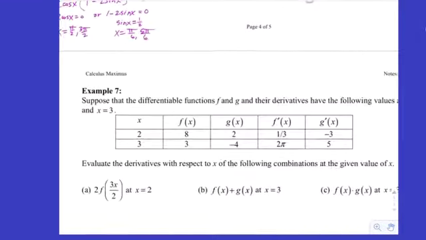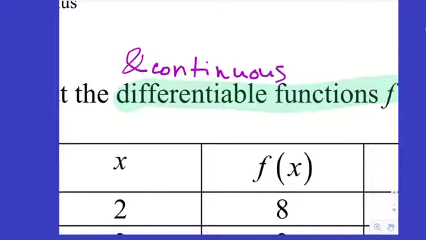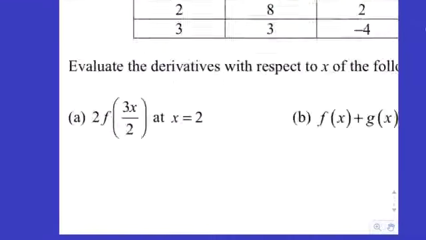Suppose that the differentiable functions f and g. Okay, so the first thing you're going to read is that if f and g are differentiable, they are also what? Yeah, they're also continuous. So now we know we can use the IVT if we need to, and later the MVT or the EVT. Selected values are given in the table. Evaluate the derivatives with respect to the following at the given value of x.